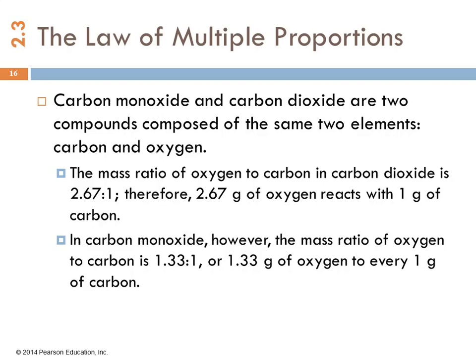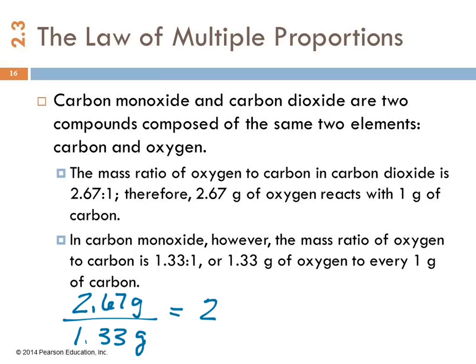So when we're talking about that law of multiple proportions, we've got this compound is 2.67 to 1, and this one is 1.33 to 1. If we take those numbers, 2.67 grams, and divide by 1.33 grams, we should get a small whole number. 2.67 divided by 1.33. 2.